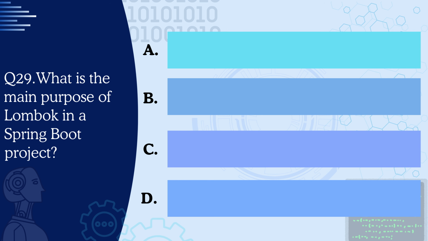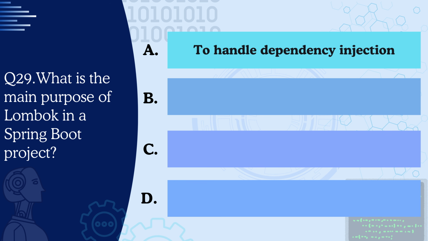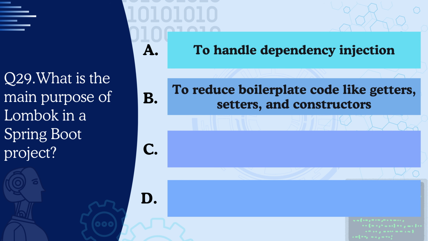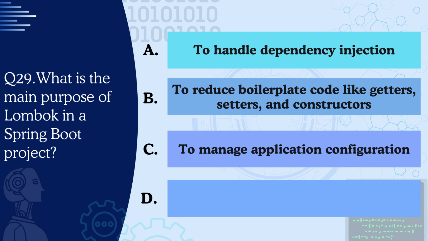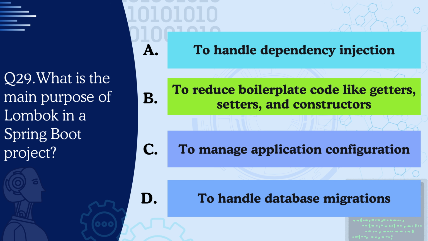Question 29. What is the main purpose of Lombok in a Spring Boot project? A. To handle dependency injection. B. To reduce boilerplate code like getters, setters and constructors. C. To manage application configuration. Or D. To handle database migrations. So the correct answer is B. To reduce boilerplate code like getters, setters and constructors.